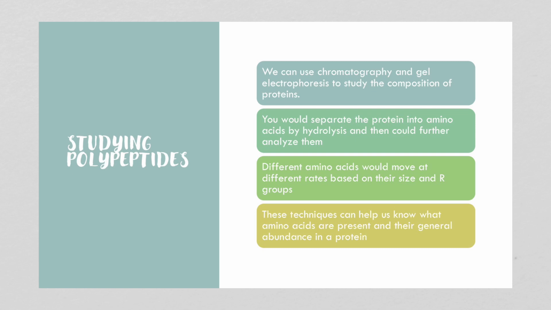The first thing you would need to do is to separate the protein into amino acids by hydrolysis, and then you can further analyze them. In both examples, both chromatography and gel electrophoresis, different amino acids will move at different rates because of their size and their R groups, so their properties. And these techniques can tell us what amino acids are found and then the general abundance of them in a protein.